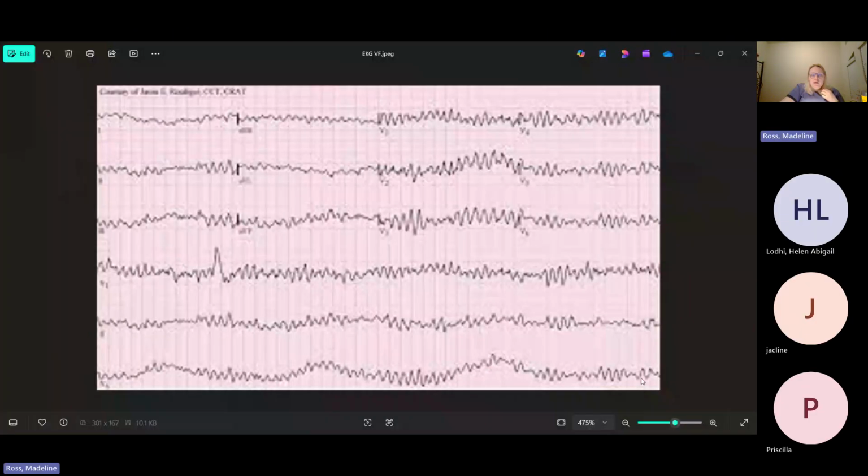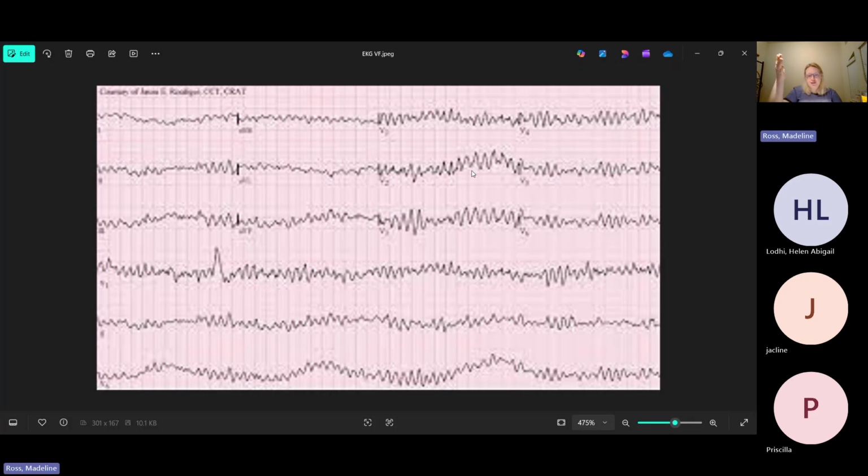An EKG of that is going to be, there we go, this. It looks chaotic, it looks bad. It is, because instead of the fibrillation being in the atria, it's in the ventricles. So the ventricles are just shaking, and that's really bad. It's obviously unorganized.